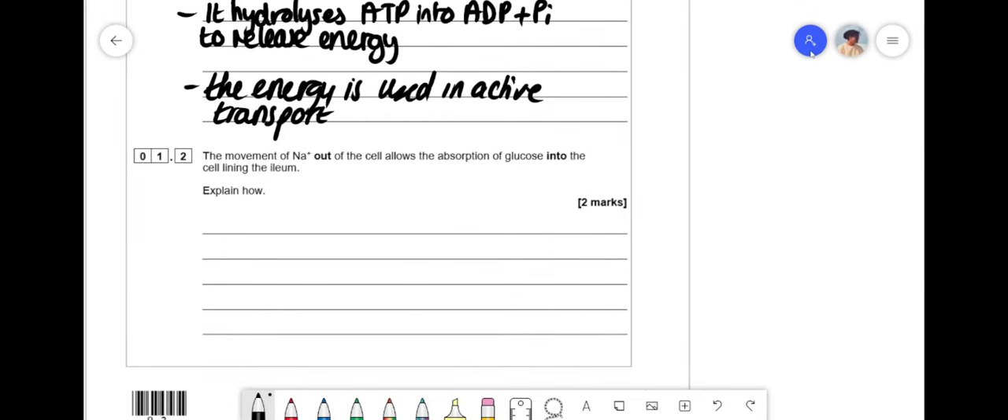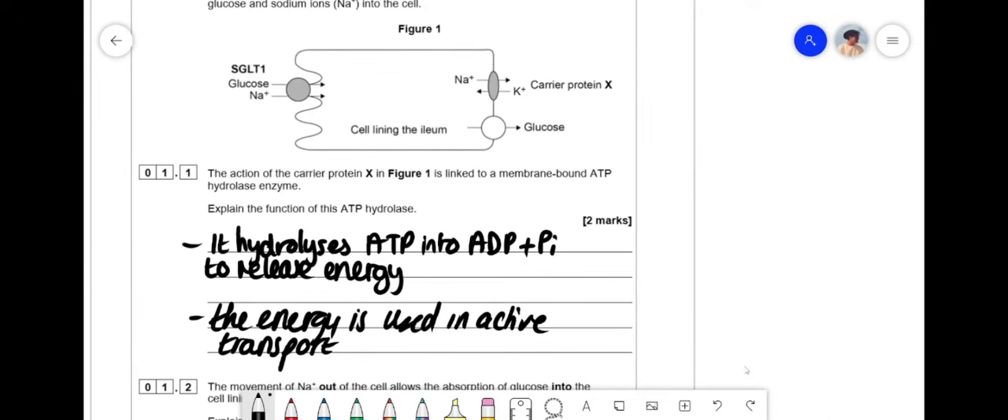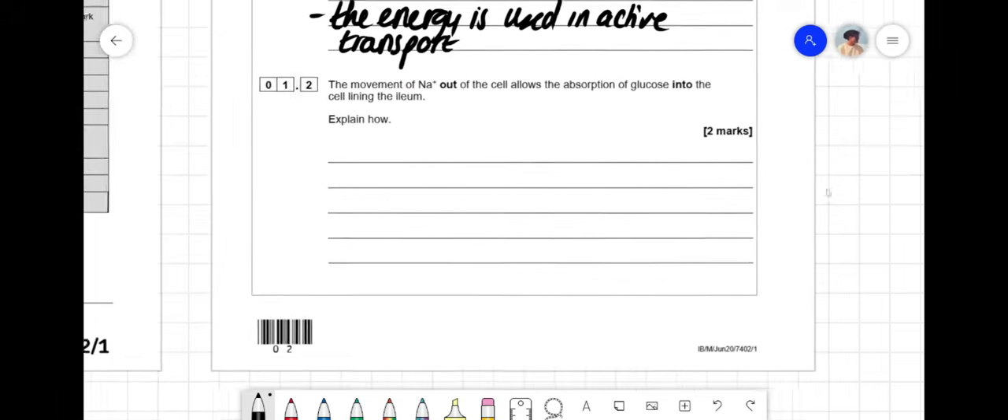Right. So the movement of sodium out of the cell allows absorption of glucose into the cell lining the ileum. So this is what I just explained before. We're shoving all this sodium out, so the concentration of sodium inside the cell drops. So if the sodium inside the cell drops, then the sodium inside the lumen, the tube, the digestive tract of all the stuff that you've just eaten, is going to be higher than inside the cell. So it's going to move down a concentration gradient, and it's going to bring the glucose with it. So now we need to put that into the words that the examiner wants, basically.